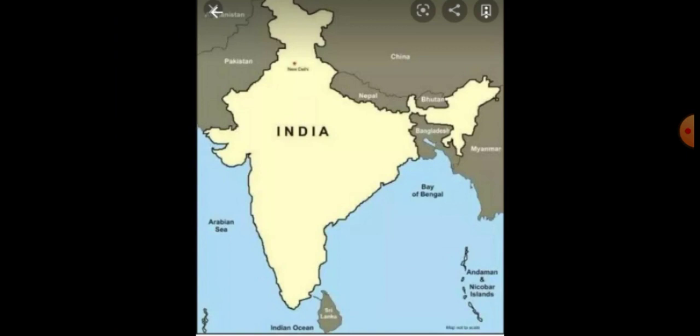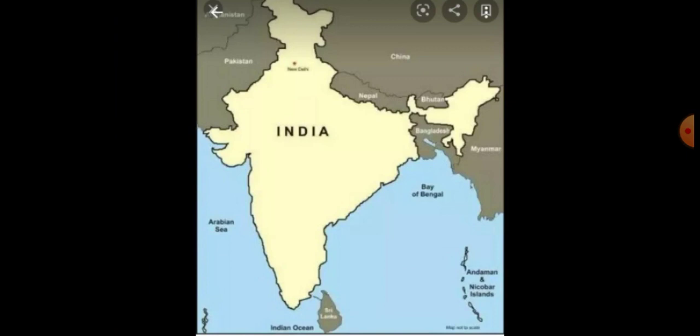Here they mention the boundaries of India. That means the three oceans of India: Indian Ocean in the south, Arabian Sea in the west, and Bay of Bengal in the east. Okay. Then the total length of the coastline of India, including all the islands, is 7,516.6 kilometers.